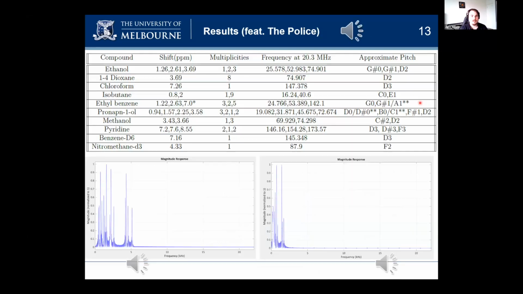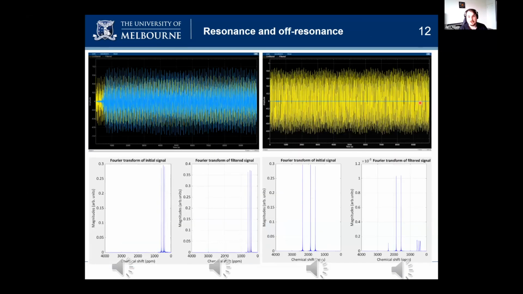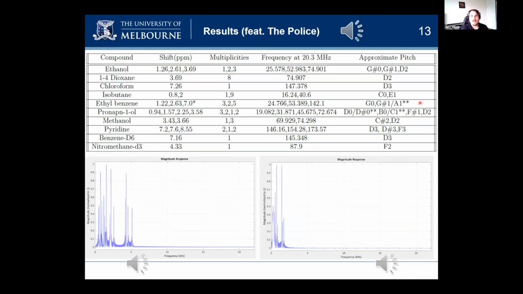So that's all well and good, right? But we're not really here to listen to boring little sine waves. We want to actually play some music and see what's going on. So as a sort of final piece for this research, I put together a big list of molecules.